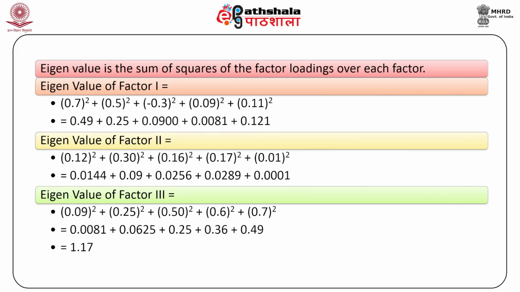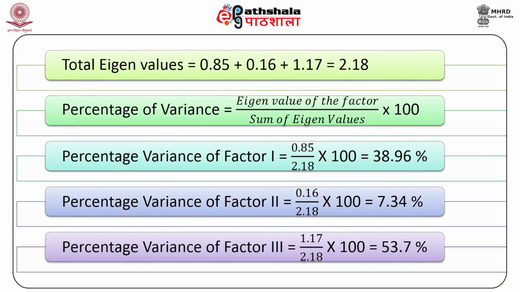Eigenvalue of factor 3 is equal to 0.09 square plus 0.25 square plus 0.50 square plus 0.6 square plus 0.7 square. This is equal to 0.0081 plus 0.0625 plus 0.25 plus 0.36 plus 0.49, which is equal to 1.17. Total eigenvalue is equal to 0.85 plus 0.16 plus 1.17, which is equal to 2.18.